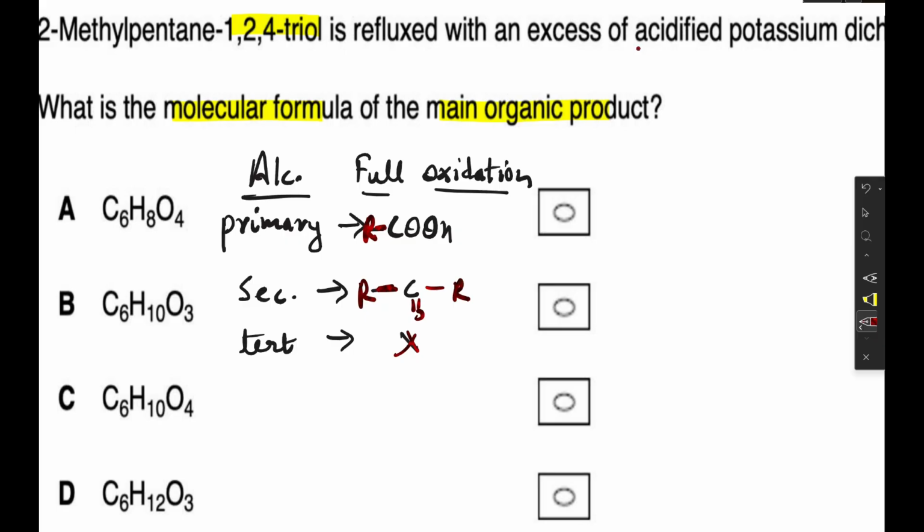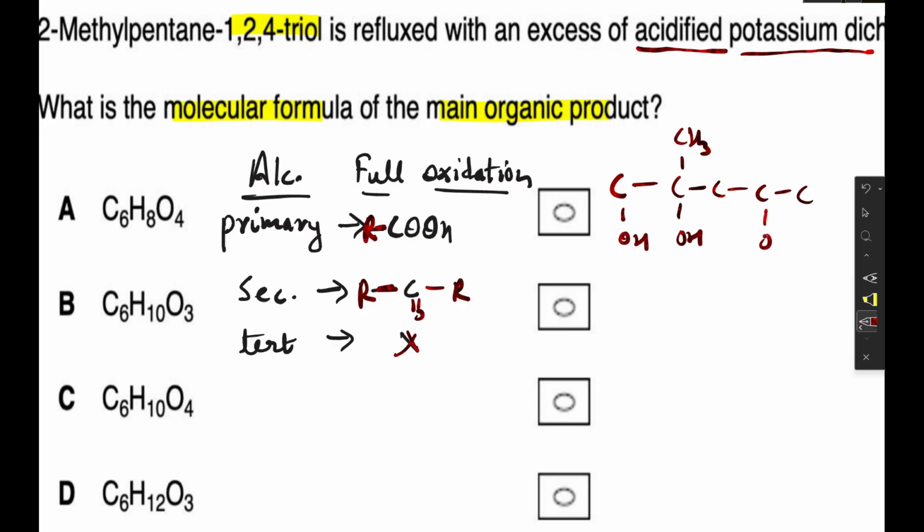Please remember, you have to say the word acidified whenever you are talking about potassium dichromate as an oxidizing agent. First of all, let's draw this compound, and it says pentane. So I will draw 5 carbon atoms. And it says 2-methyl, so I will put a methyl group there. And it says 1, 2, and 4 triol. So I put the alcohol group on that, and I just put the hydrogen on the remaining places of the carbon, making sure that there are all 4 bonds in each carbon atom.